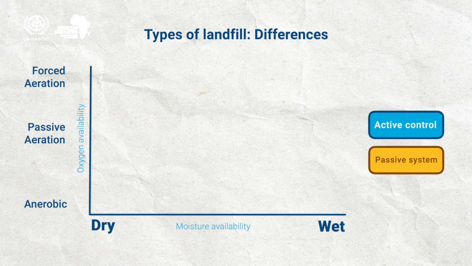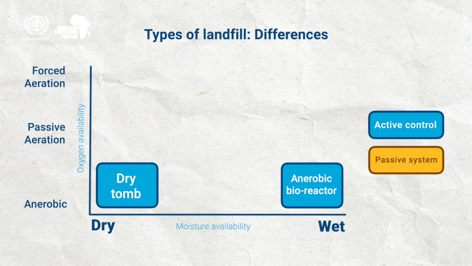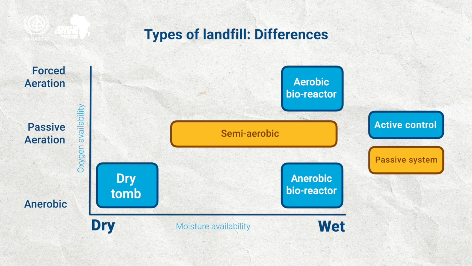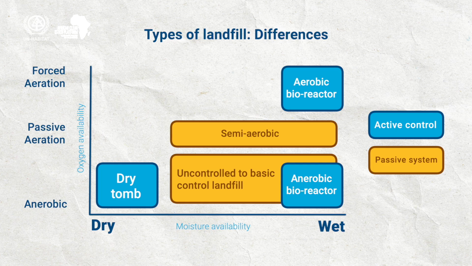So the main landfill types can be summarized as being anaerobic dry, also known as dry tomb, anaerobic bioreactor, where they are wet and active gas extraction with flaring or energy recovery is taking place, aerobic bioreactor, also wet with forced aeration, semi-aerobic that uses passive aeration, and uncontrolled to basic controlled disposal. This includes uncontrolled disposal that becomes anaerobic, as well as basic controlled landfills with basic passive gas venting. Let's look at a couple of these in more detail.